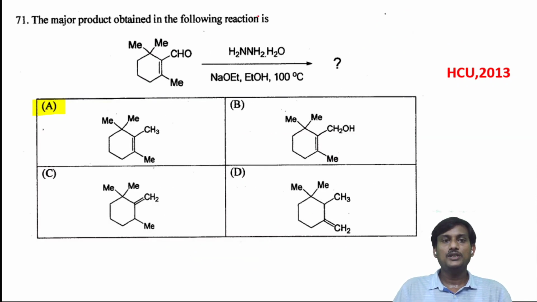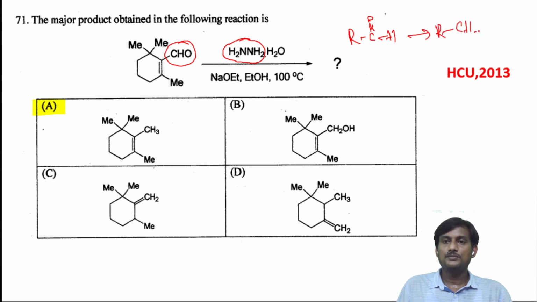The major product obtained in the following reaction is... Here an aldehyde is given and first it is treated with hydrazine, so there is a formation of hydrazone, and when you treat with base and heat it, RC double bond O will be converted into RCH2. Okay, this reaction is the Wolff-Kishner reduction reaction. So the CH2 will be converted into CH3. What is the correct option? This CH2 will be converted into this CH3. So A is the correct option.